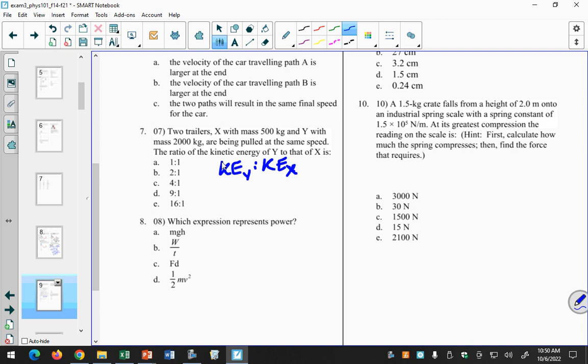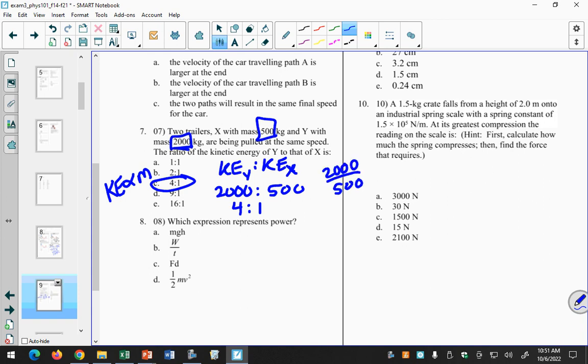All right, the kinetic energy of y to x, that's the ratio. Well, is the kinetic energy of y bigger or smaller than x? Bigger, right, because it has a bigger mass. And I know that kinetic energy is proportional to the mass. It's a direct linear relationship. So I see that this has a mass of 2,000. This has a mass of 500. So I could just put in 2,000 to 500, which reduces down to a 4-to-1 relationship. If the colon confuses you, just write it as a fraction. 2,000 over 500, it's the same thing, 4 over 1.